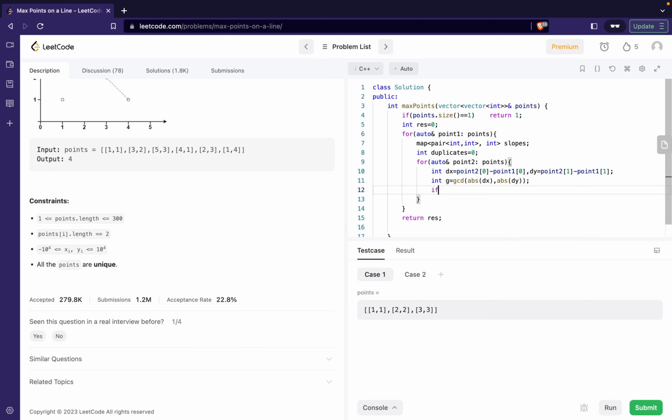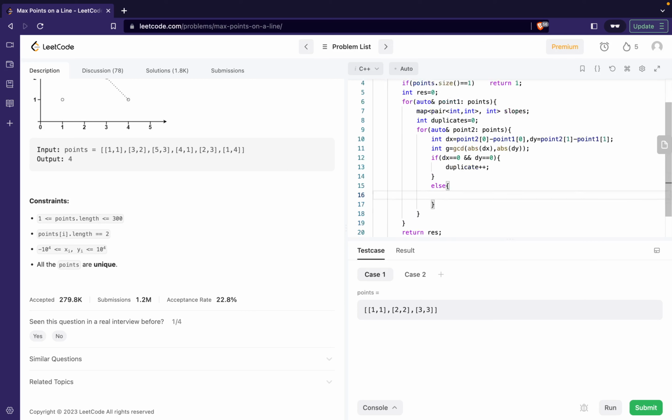And then we can say if dx was 0 and dy was 0. If dx is 0, that means x1 is equal to x2. If dy is 0, that means y1 is equal to y2. If both of them are 0, that means it's a duplicate point. So I'll increment duplicate.